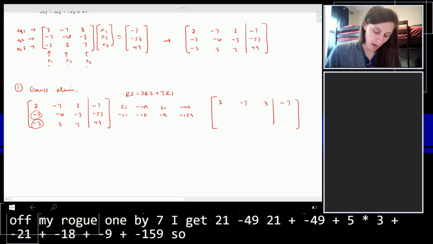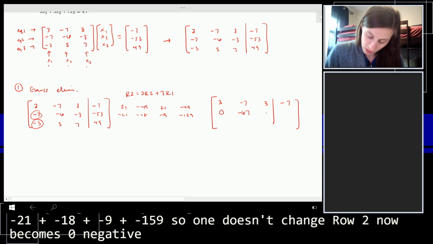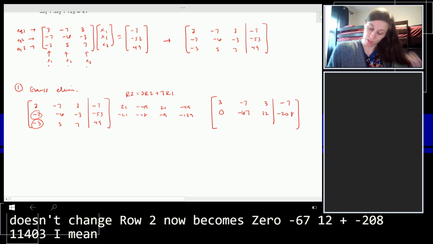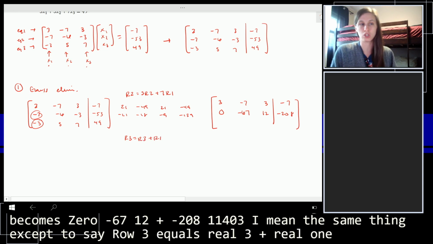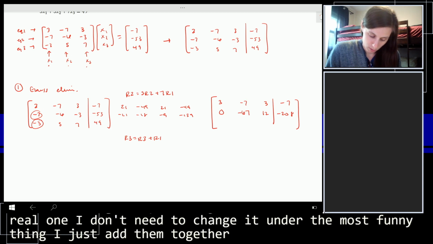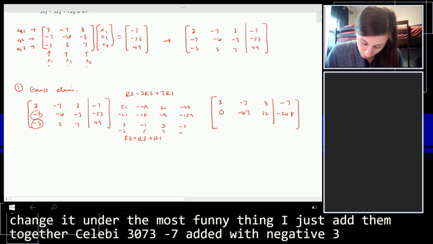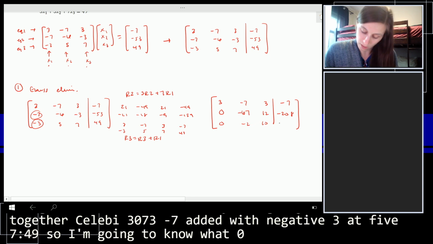So row 1 doesn't change. Row 2 now becomes 0, negative 67, 12, and negative 208. And then for row 3, I'm going to do the same thing, except I'm just going to say row 3 equals row 3 plus row 1. I don't need to change it. I don't need to multiply anything. I just add them together. So it would be 3, negative 7, 3, negative 7, added with negative 3, 5, 7, 49. So I'm going to end up with 0, negative 2, 10, 42.